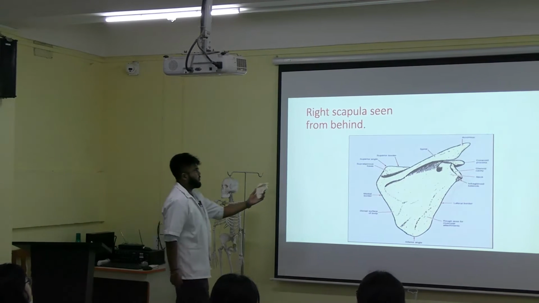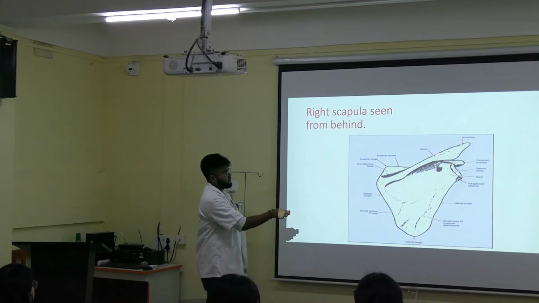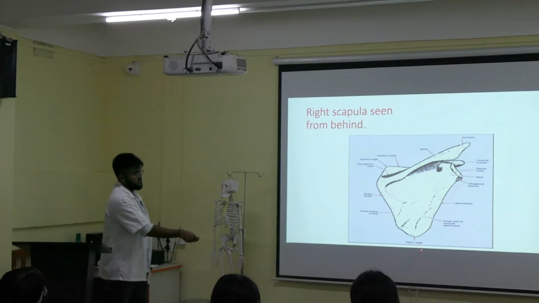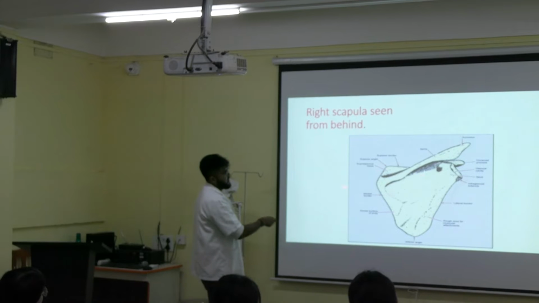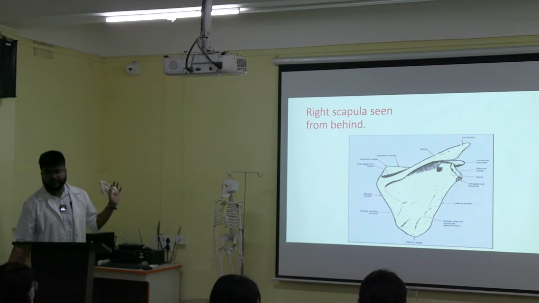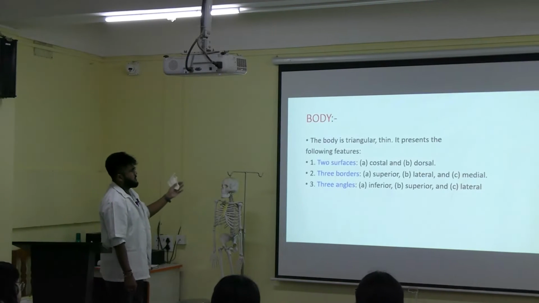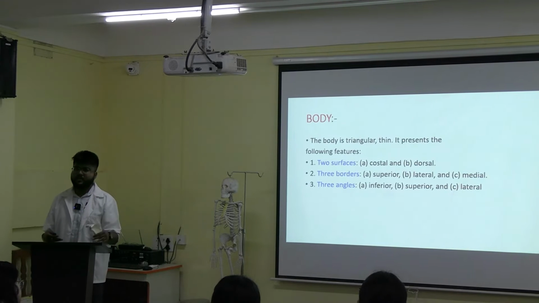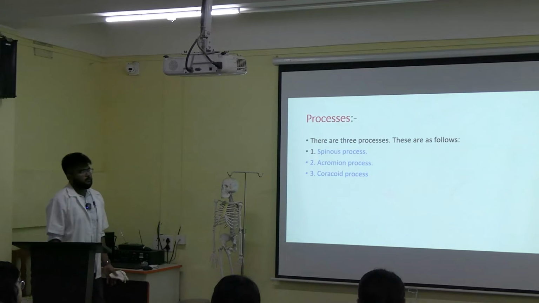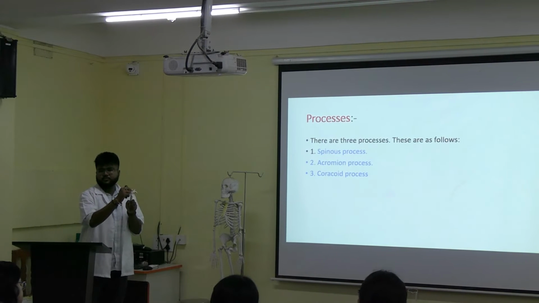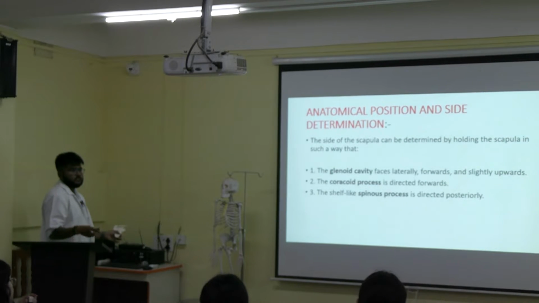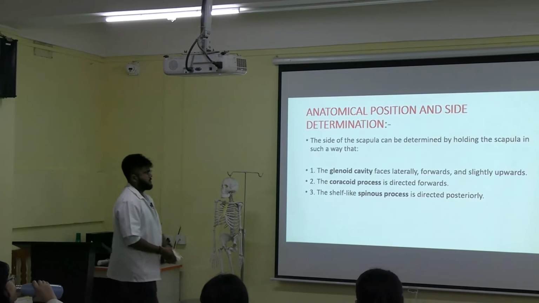Next, this is the posterior view. Here you can see the spine of the scapula. This is the lateral border, this is the medial border, this is the inferior angle, this is the superior angle, and here the lateral angle is covered by the glenoid cavity. In the body, two surfaces, three borders and three angles are present. Next, the processes: the spinous process, continuing to the acromion process, and the coracoid process.